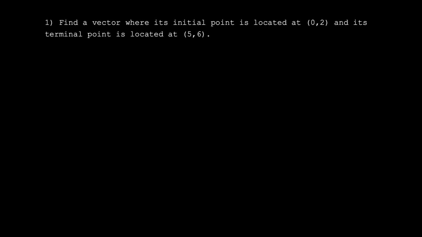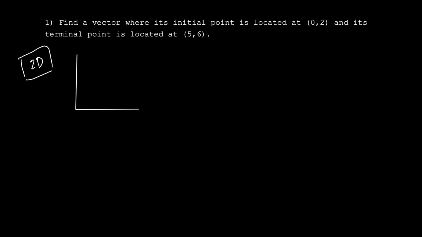Now let's try a few problems where we use this knowledge. So this problem says find a vector where its initial point is located at 0, 2, and the terminal point is located at 5, 6. Since both of these points only have 2 components to them, we know that we're talking about these points and the vector in 2 dimensions. It would really help us if we drew a graph to locate these points. Since both these points are in the first quadrant, I won't draw any more quadrants.